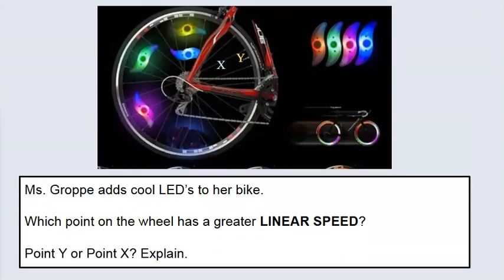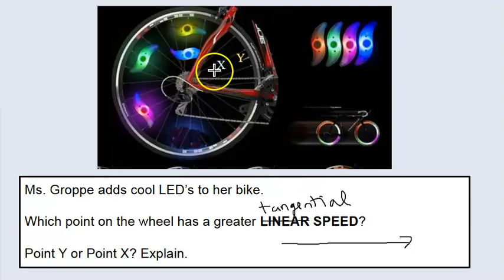All right, now question number 2. Which point on the wheel has a greater linear speed? And I'm going to try to be really careful. I'm going to call this tangential speed, because I would say the bike is moving in a line. The center of mass of the bike is moving in a line, but those LEDs are not moving in a line. They are moving in a circle.